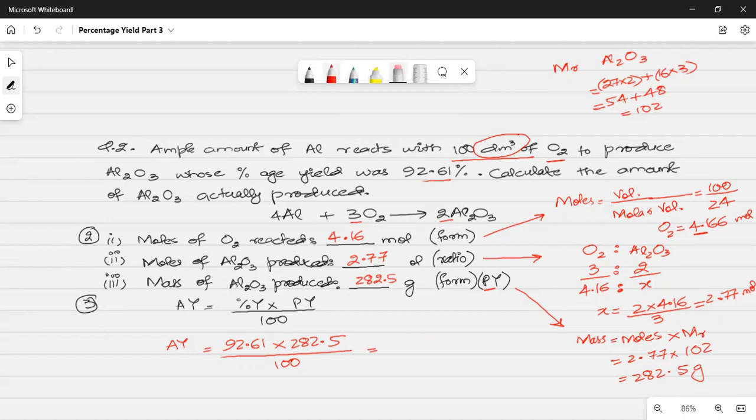Let me write that correctly. So 261.62 grams. Okay. That is what has been actually produced out of this whole question. And that's the answer to the question. Okay. So if you feel any confusion from it, do let me know.